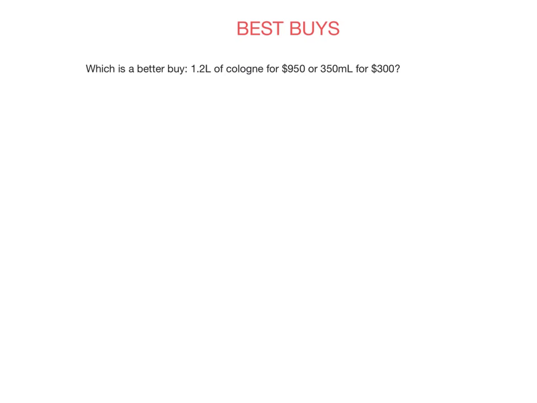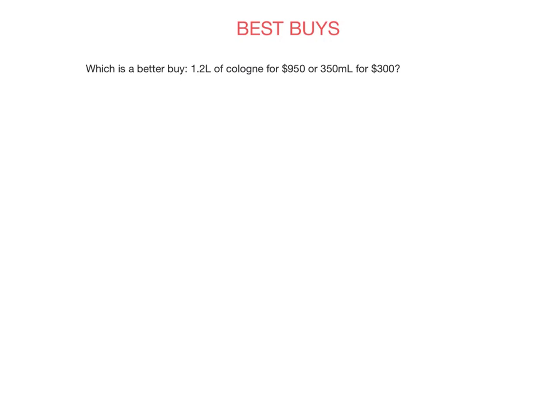So yes, I have another example involving cologne. I'm asking you which is a better buy, 1.2 litres of cologne for $950 or 350 mils for $300. Now clearly the 350 mils for $300 is cheaper, but it may not be cheaper per mil or per 100 mils or whatever. And that's what we're looking at when we're looking at best buys.